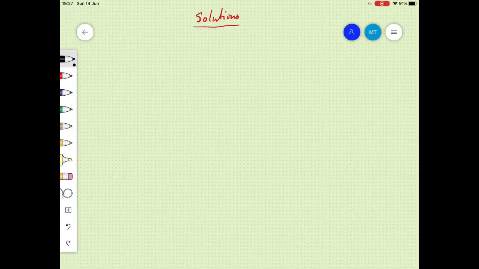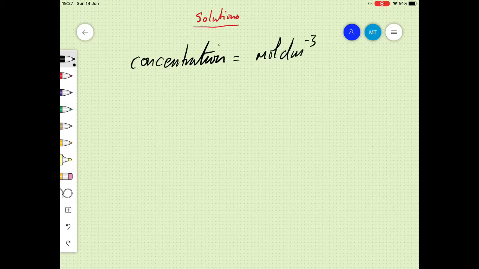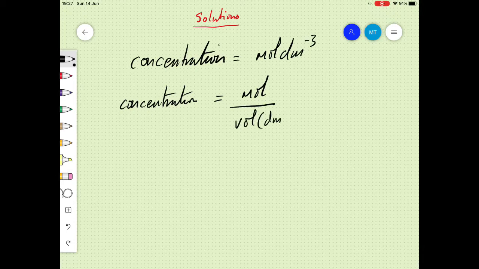Hi, a quick reminder video on solutions and concentrations and titrations. Remember, concentration is the number of moles per decimeter cubed. And so the units are mole decimeters to the -3. And the equation is concentration equals moles over volume. But the moles, that's fine, the volume has to be in decimeters cubed.